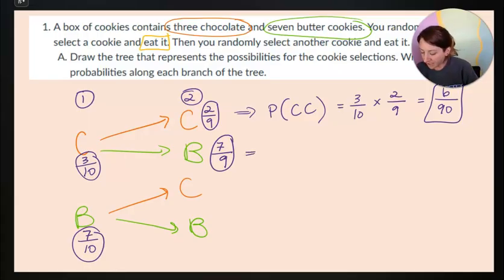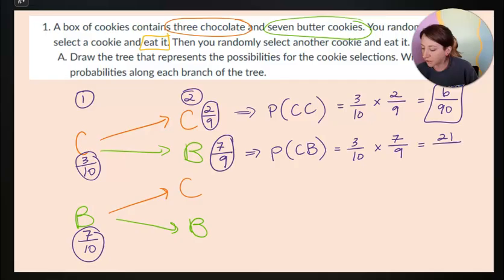And so in this case, the probability that we eat chocolate first and butter second, again, I'm writing it in this way, assuming we're okay with the fact that if I write C first, that means chocolate first, and then B second would be a butter cookie second. Okay, so that would then be 3 out of 10 times 7 out of 9. So that probability would be 21 over 90. Again, we could simplify that, but I'm not going to for the sake of this video.